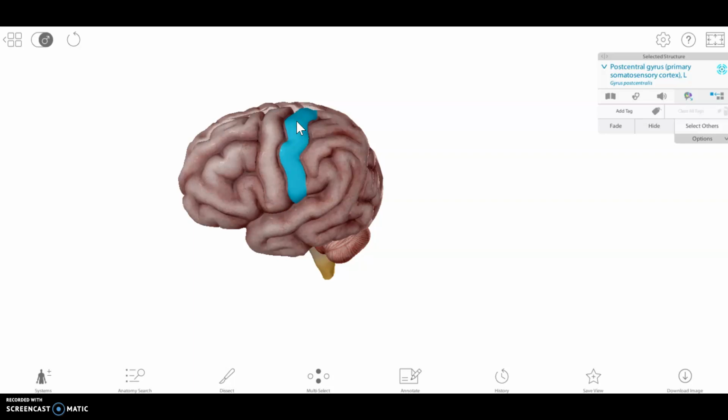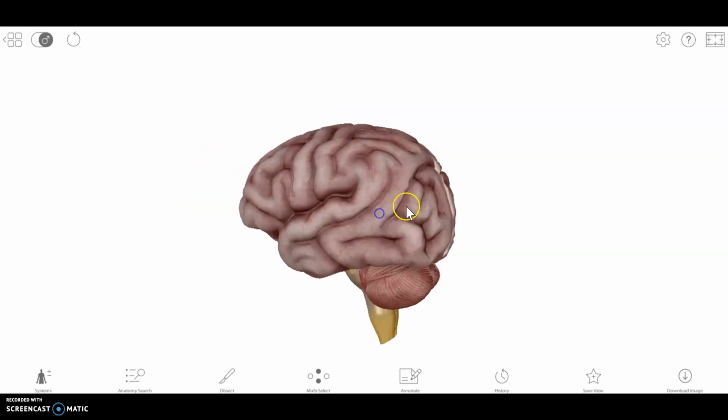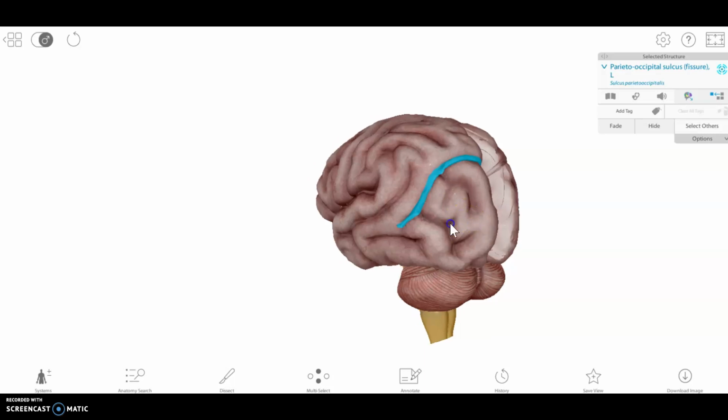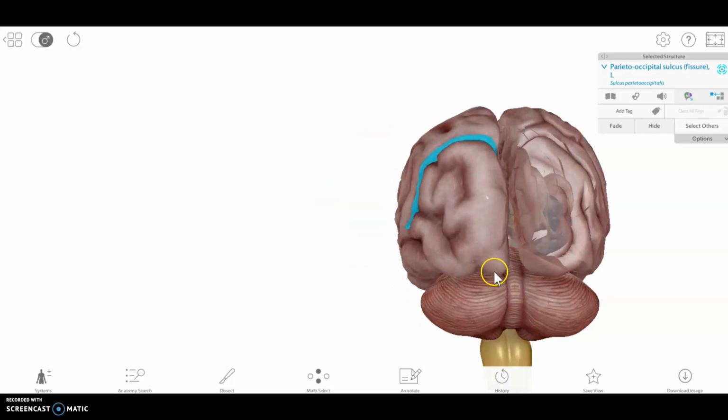And then you have your parieto-occipital sulcus that divides your parietal lobe from your occipital lobe. Then you have your transverse cerebral fissure. It's right here. This is what separates your cerebrum from your cerebellum.